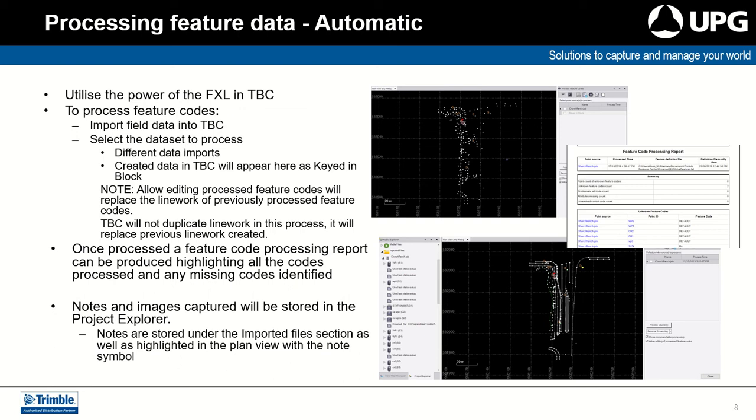When you process your feature codes, the first thing that you'll get an option for is the feature code processing report. This shows you what codes have been processed and also what codes haven't been able to be processed in the job. If you have a long list of codes that haven't been processed, it's worth looking at what those codes are and making sure that those codes are correct in terms of are they something that has been collected in the field mistakenly, or is it something that needs to be added to your FXL for future reference?